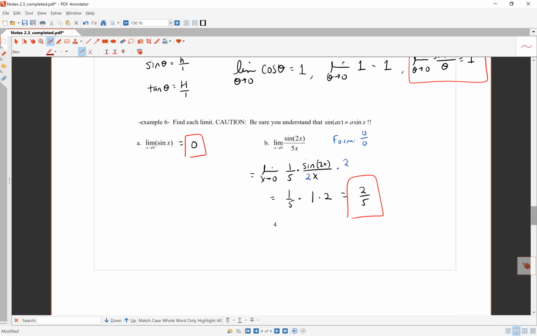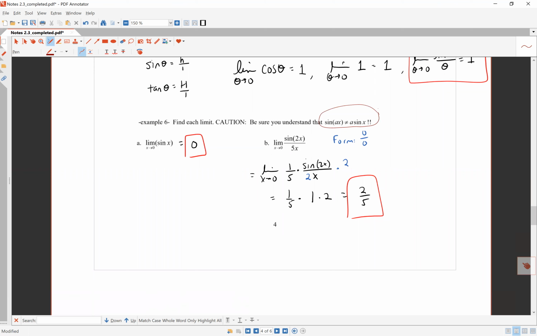So let's look at problem B right here. First of all, students sometimes make mistakes. They try to evaluate this limit by using this false formula: sine of ax is not equal to ax. Sometimes it's a little frustrating. I give a problem like B and the students get the right answer, but their work is wrong, and so I mark it wrong, even though they end up getting the right answer.